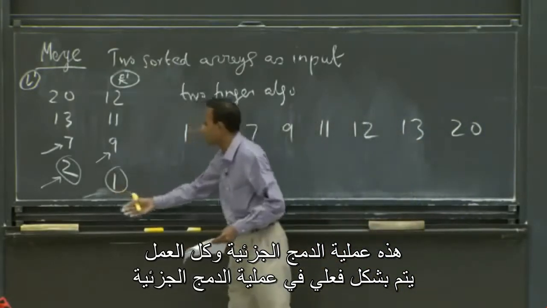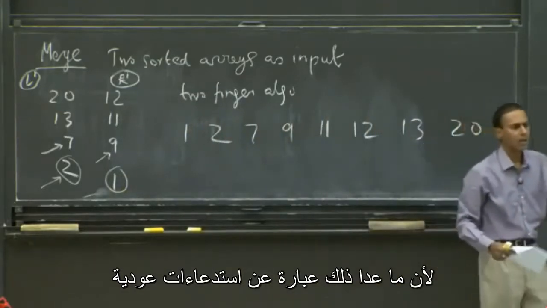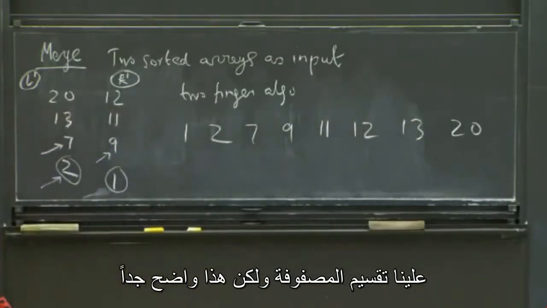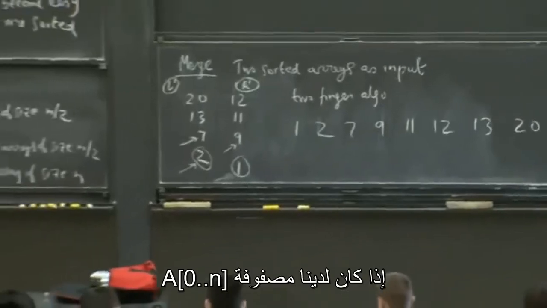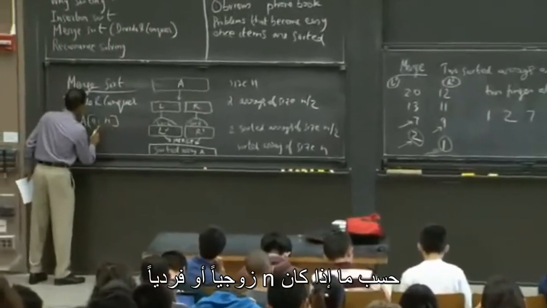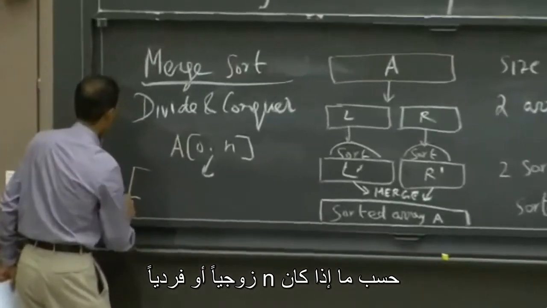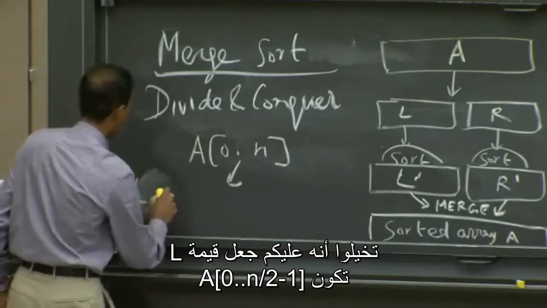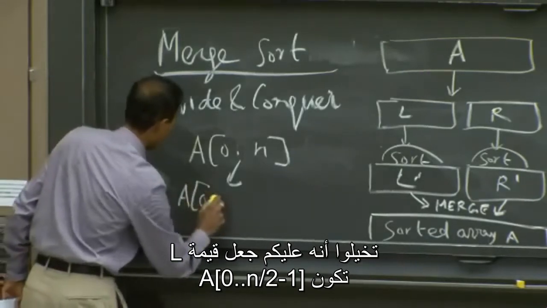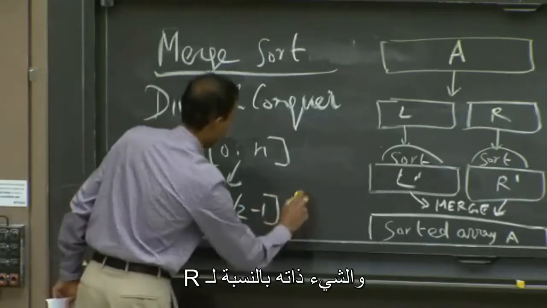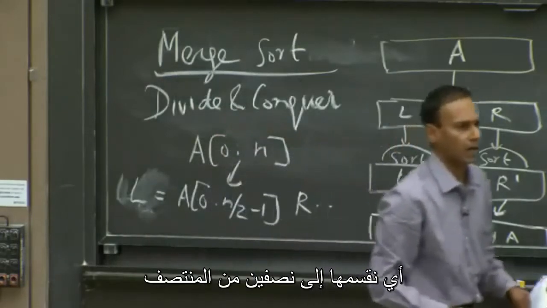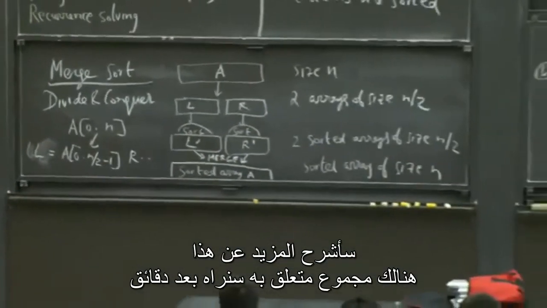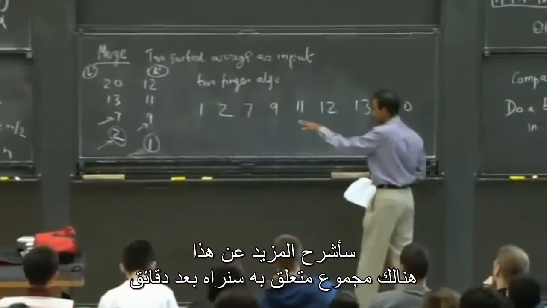And all of the work really is done in the merge routine, because other than that, the body is simply a recursive call. I mean, you have to obviously split the array, but that's fairly straightforward. If you have an array A[0..n], then depending on whether n is odd or even, you can imagine that you set L to be A[0..n/2 - 1], and R similarly. And so you just split it halfway in the middle, and I'll talk about that a little bit more. There's a subtlety associated with that we'll get to in a few minutes.